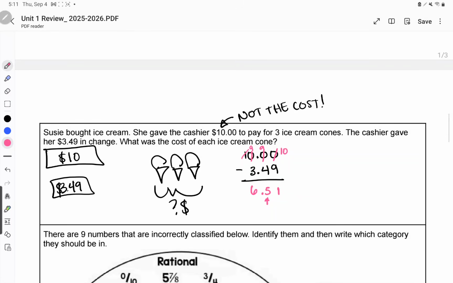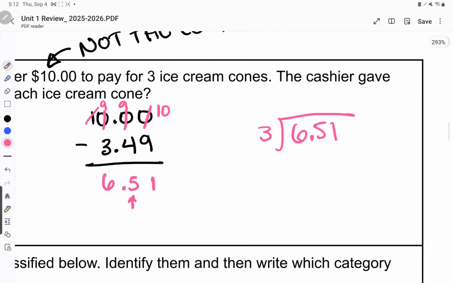But that was for all 3 ice creams. We're trying to figure out how much each one cost. We know she bought 3, so how do I figure out how much one cost? We split the cost up into 3 ice cream cones, which means we're dividing. 3 goes into 6 2 times. 2 times 3 is 6. Subtract, and that gives us 0.